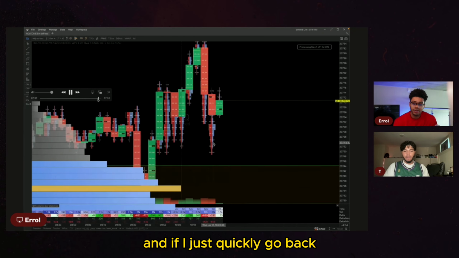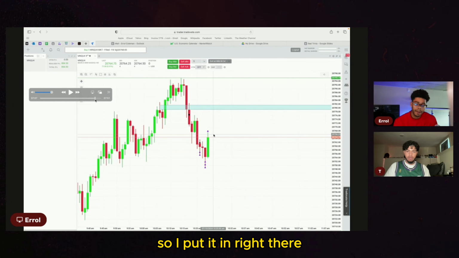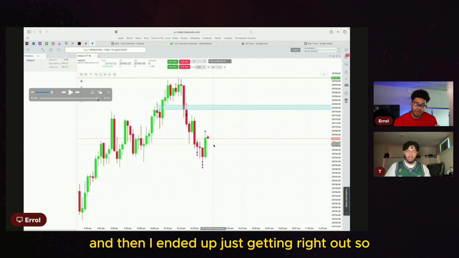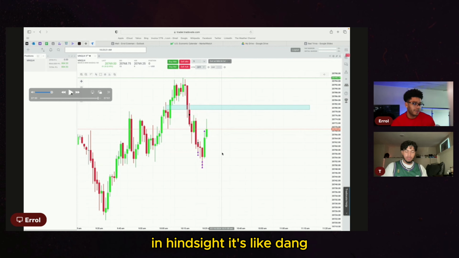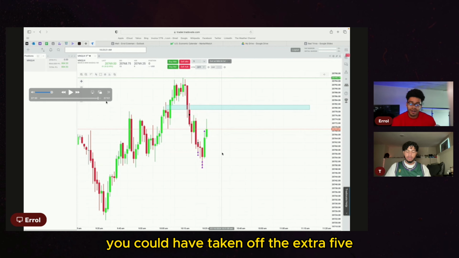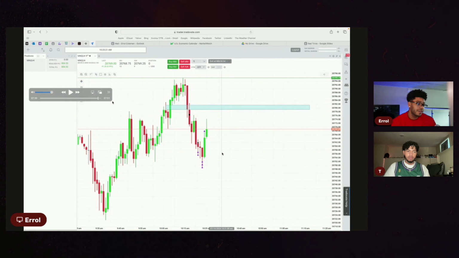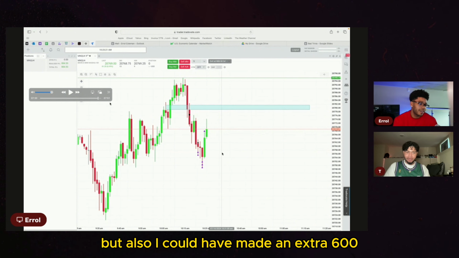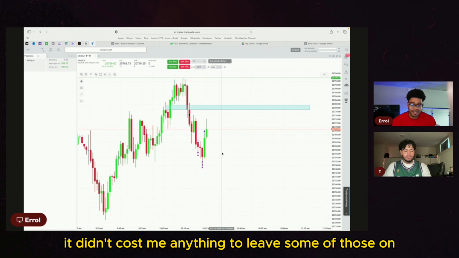And if I quickly go back, you'll see me put in the stop loss right here. I put it in right there, and then I ended up just getting right out. So that's just how trading is. It's just kind of adjusting as you go. In hindsight, it's like, dang, you could have taken off the extra 5 contracts and made an extra 200-something bucks. But yeah, I could also have made an extra 600. So I like those odds. It didn't cost me anything to leave some of those on.